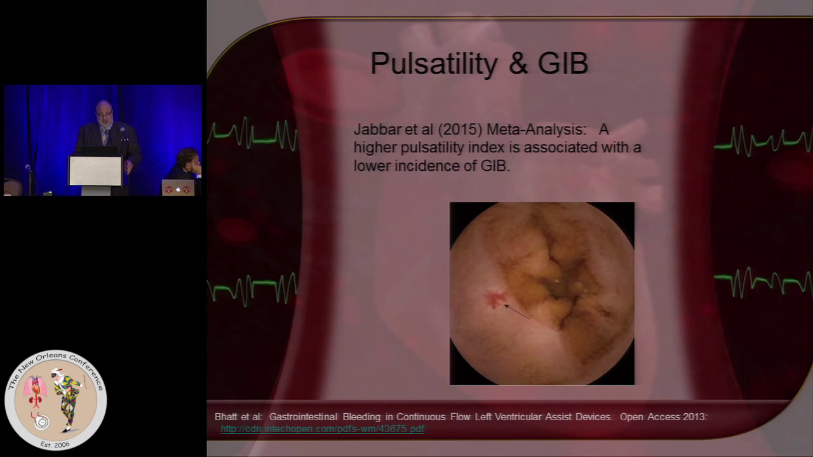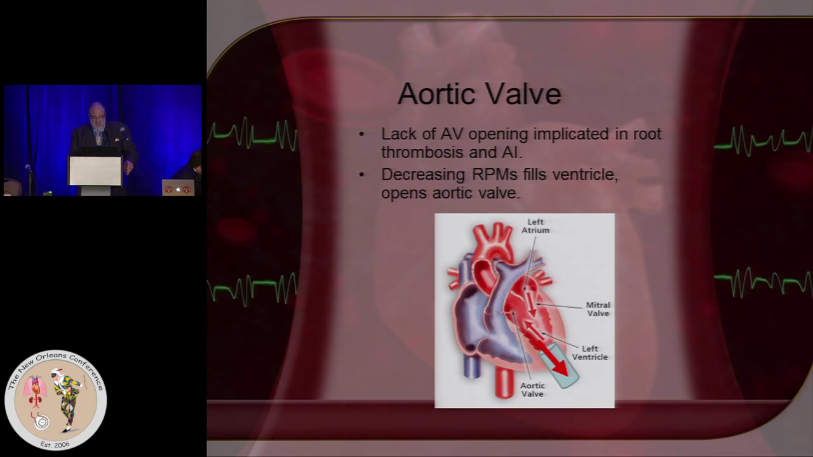In a study by Jabbar et al., they found in a meta-analysis that a higher PI on the LVAD, which is a reflection of the pulsatility, is associated with a lower incidence of GI bleeding. Aortic valve. A lot of literature has been accumulated on the aortic valve. Lack of aortic valve opening is implicated in both root thrombosis as well as the development of aortic insufficiency in LVAD patients. Decreasing the RPM again fills the ventricle, opens the aortic valve.